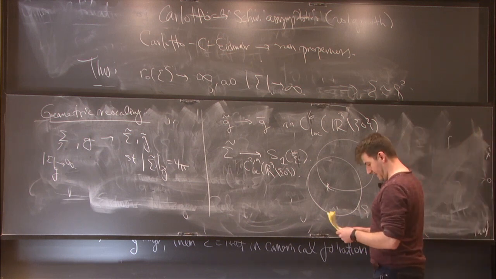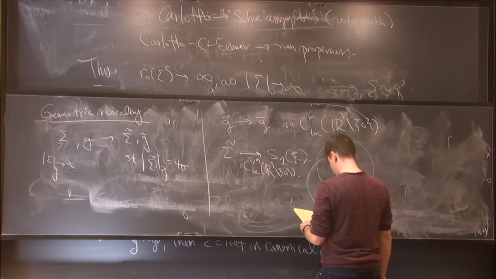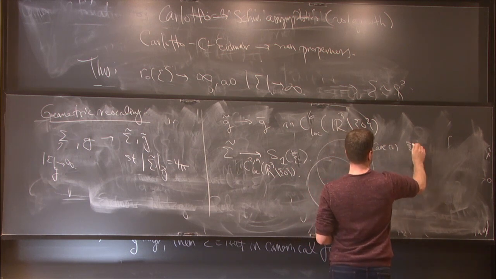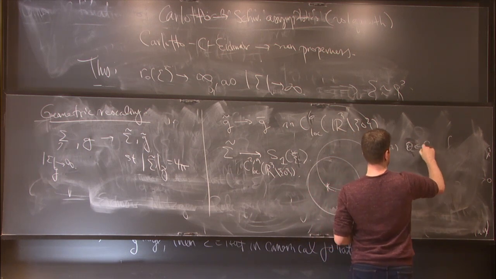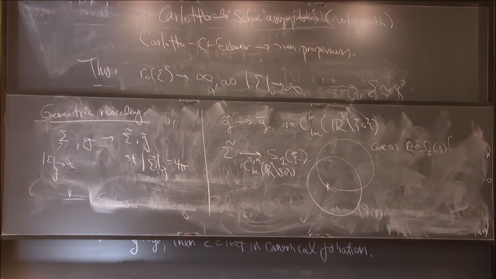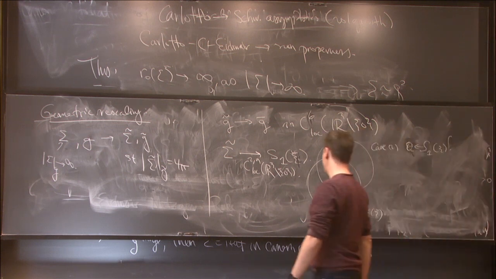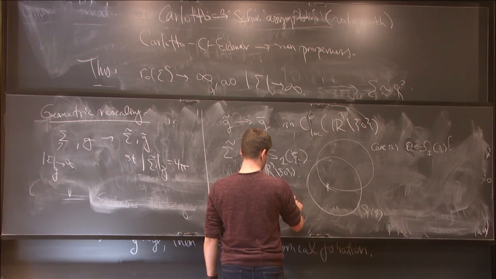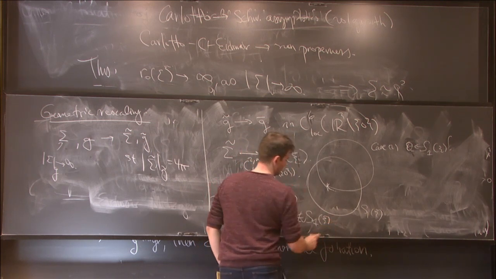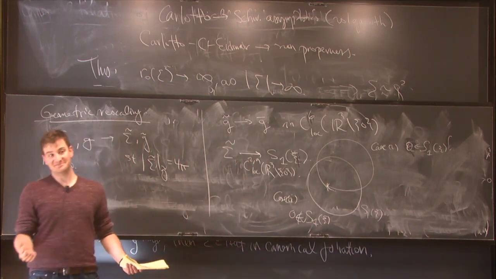Okay. So you kind of have to split things up into 2 cases. So one case is that 0 is in the sphere. The other case, zero is not in the sphere. Okay.